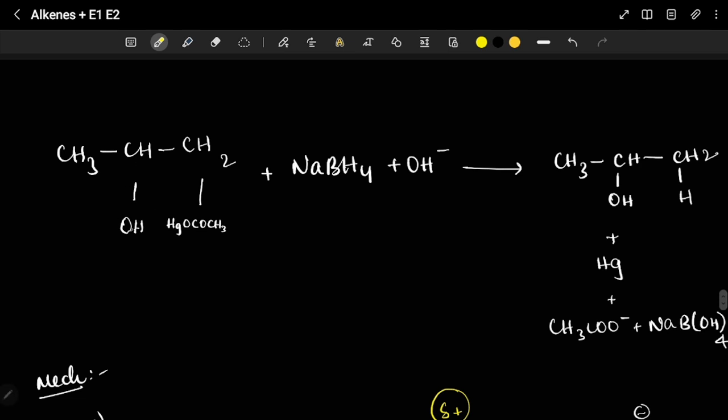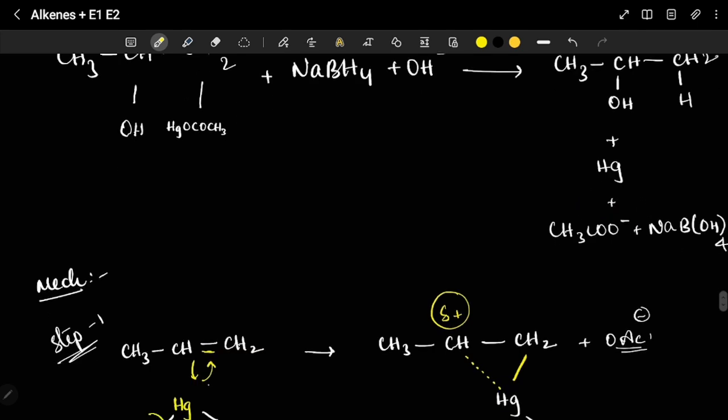Example you can see here. We have this after the oxymercuration reaction. We are using this reagent, and then what is happening? This is replaced with a hydrogen. Simple. And what are the byproducts you can see here? Like NaBOH4 and something.